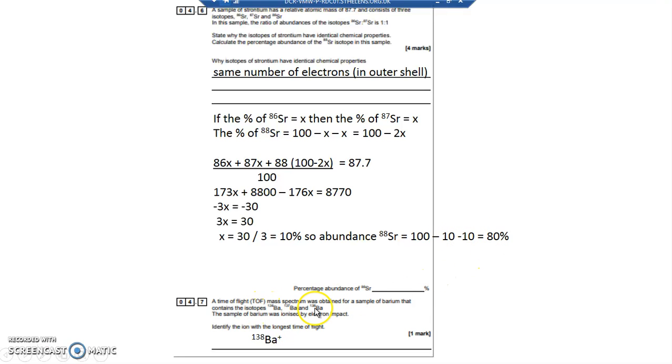A time of flight mass spectrum was obtained for a sample of barium that contains 3 isotopes. Which one would take the longest time of flight? So the one that takes the longest time down the tube is the heaviest. So whichever one has the highest mass number, and that's 138 Ba+. It's a plus charged ion. So the atom is made into a plus charged ion so that it can be accelerated along the tube.